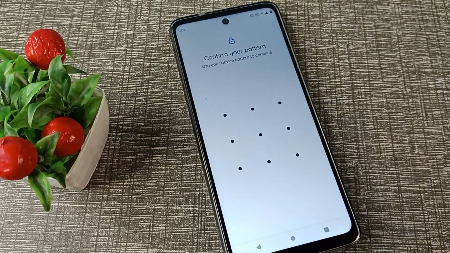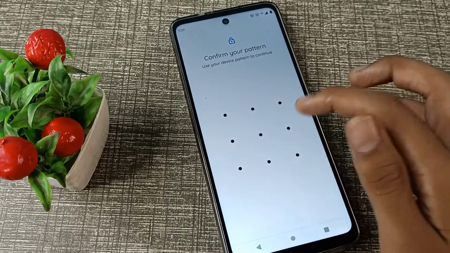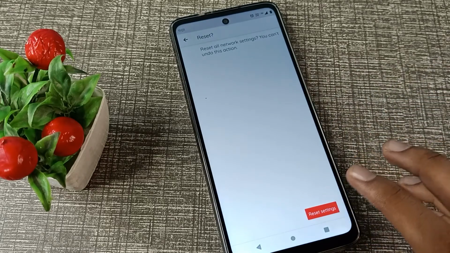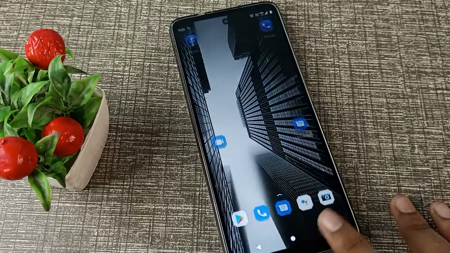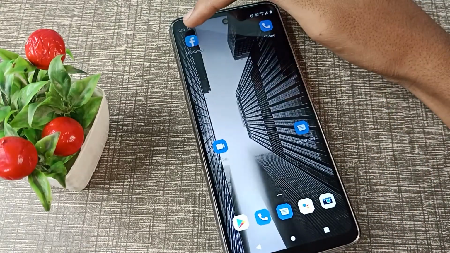And guys, don't worry, if you have any pin, password, pattern, any lock, so draw your pattern. And guys, if you have any pin, so enter your pin. Reset setting, so internet setting, network setting has been reset in your Motorola phone. Then guys, you can see your internet.